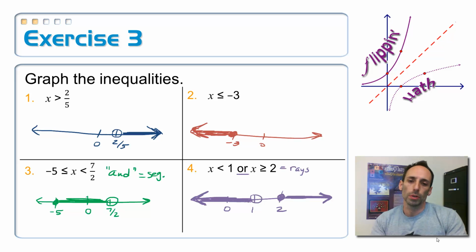Number two, it's x is less than or equal to -3. So I put a -3 in there. I color in the -3 because it's equal to. Less than means getting smaller, going towards the left.